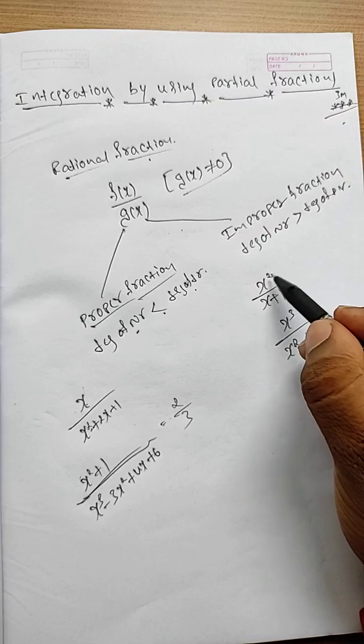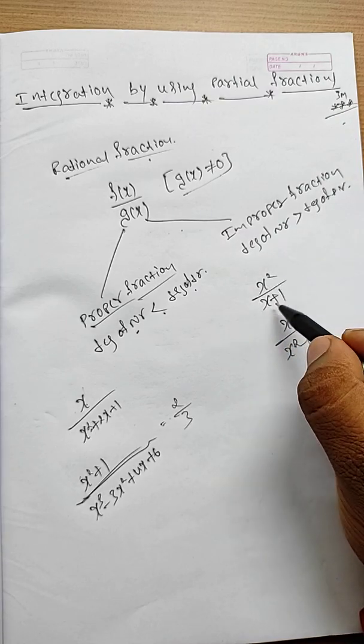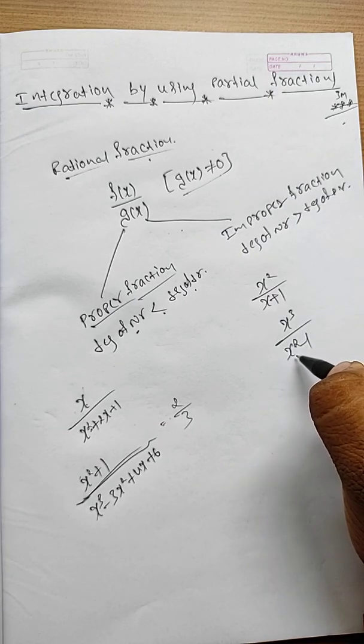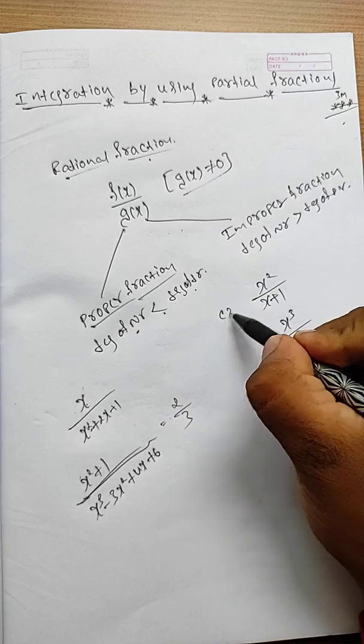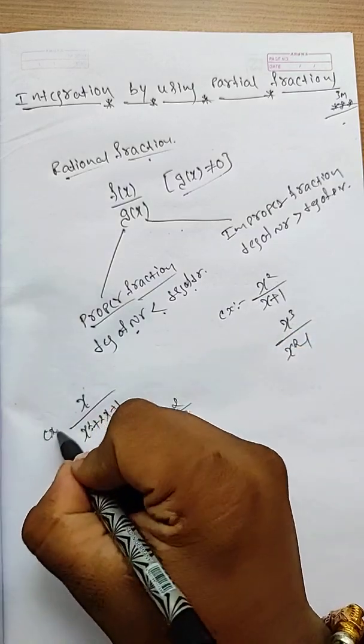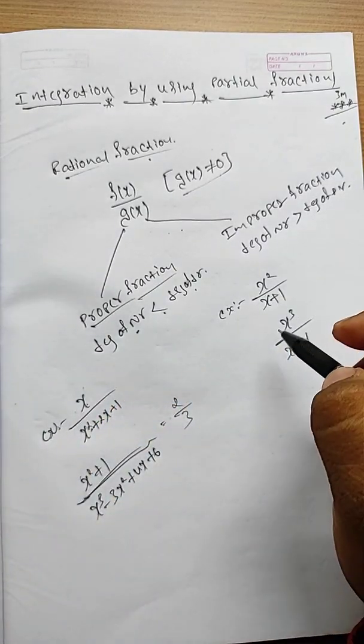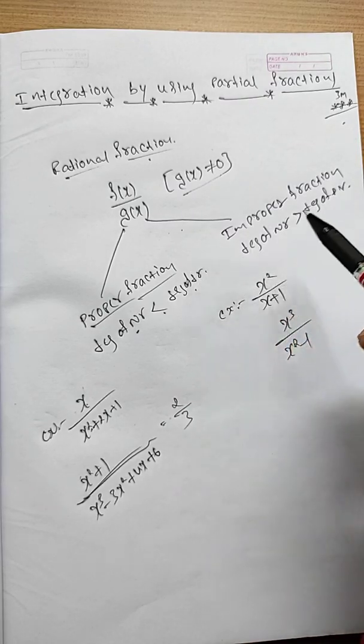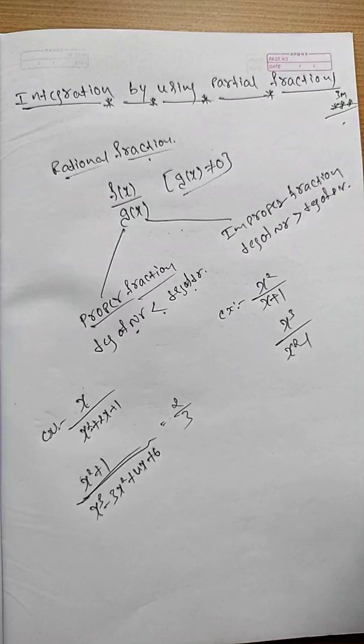Here the degree of numerator is 2 and the degree of denominator is 1. In the other one, the degree of numerator is 3 and the degree of denominator is 2. Is it clear? So these are the best examples for an improper fraction. So, proper fraction and improper fraction.